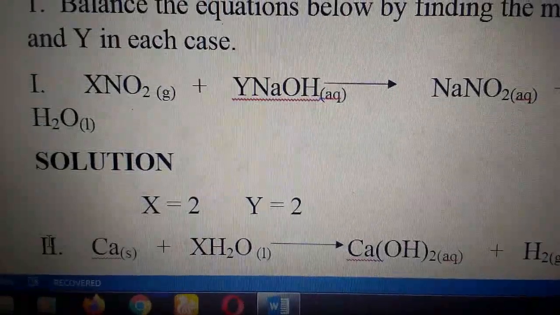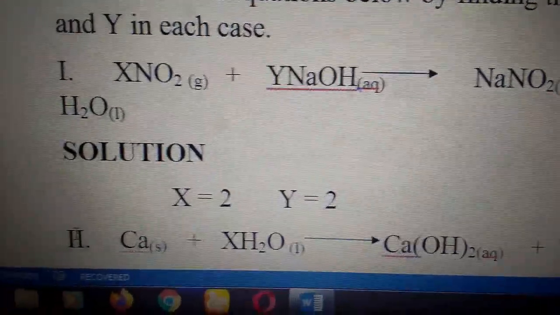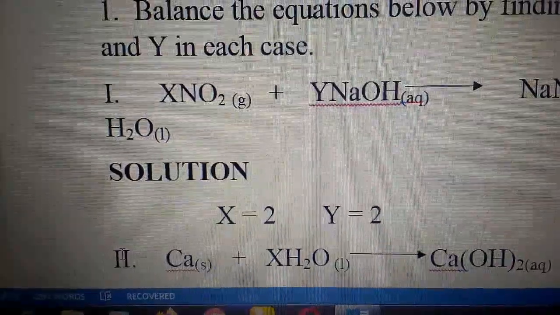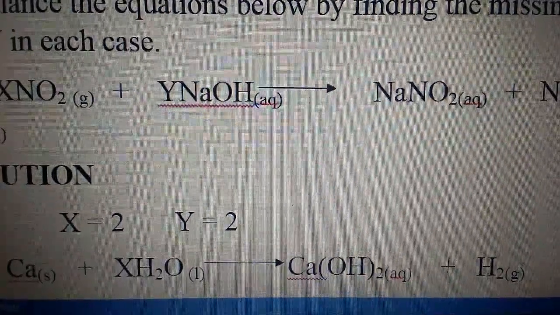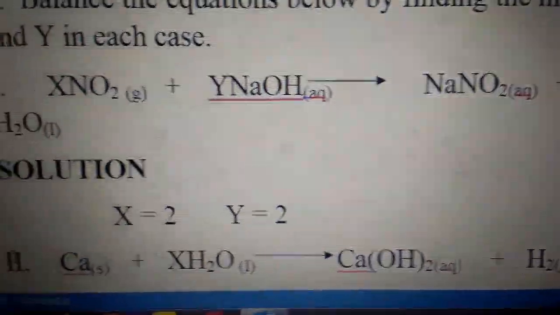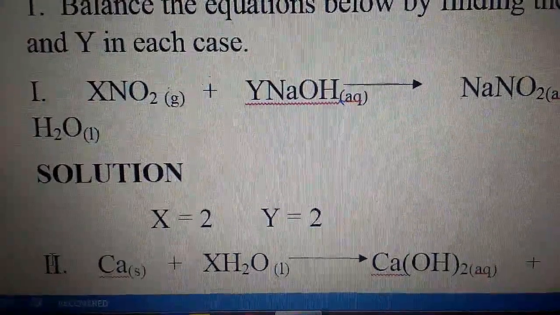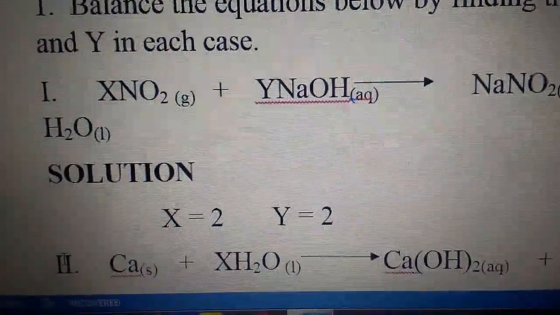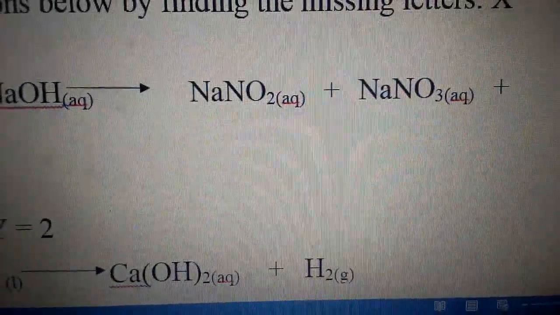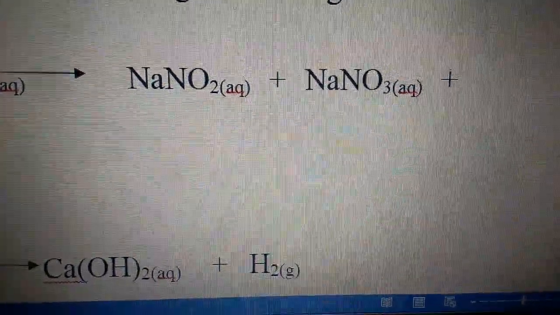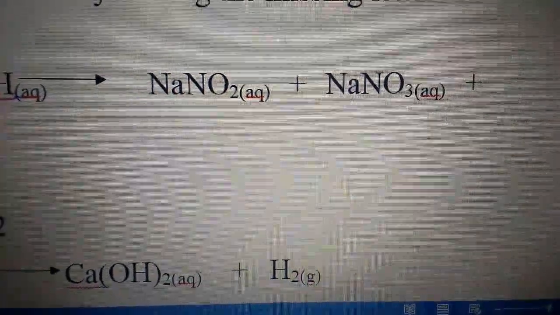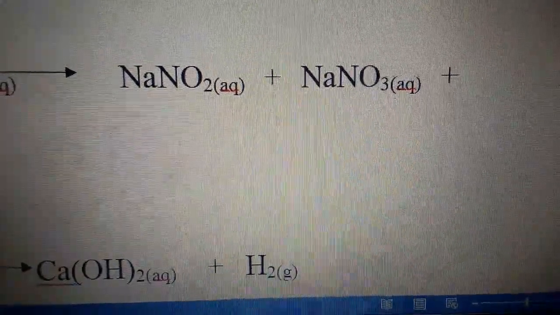So we have to look for S and Y. S covers the number of atoms of nitrogen and oxygen. Y covers the number of atoms of sodium, oxygen, and hydrogen. So what do we do? We look at the right hand side, the product side. The product side appears to be balanced because the substances there, NaNO2, NaNO3, and water, H2O, have no letters in front of them. That means the product side is balanced.